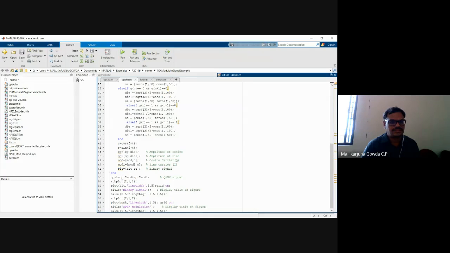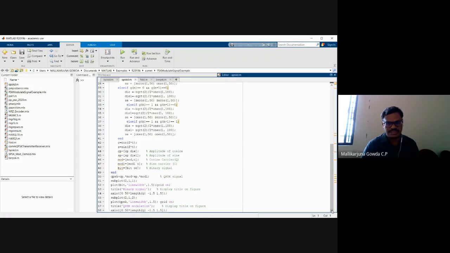What is that? Input binary sequence into mod, that is, the carrier will be multiplied, right? This is for cos, and this is for sine. Okay, then I will be able to plot the graph of the binary signal as well as the QPSK modulated signal, which is written here. So let me run it and show you the output.